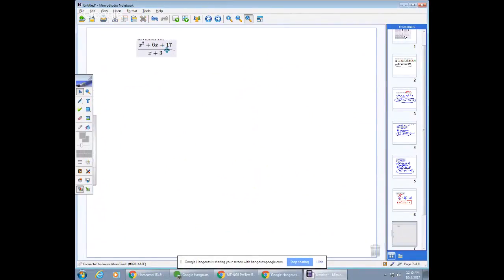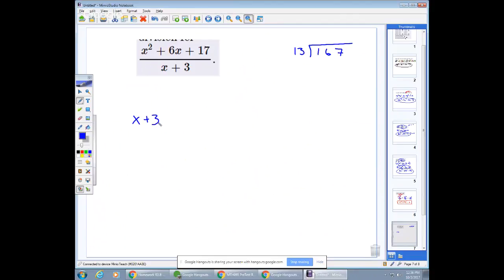So it doesn't work here to try and divide each of these pieces in the top by x plus 3, because the plus in the bottom stands in the way. So just like taking, for example, 13 into 167, we can take x plus 3 into x squared plus 6x plus 17. And it works kind of the same way.